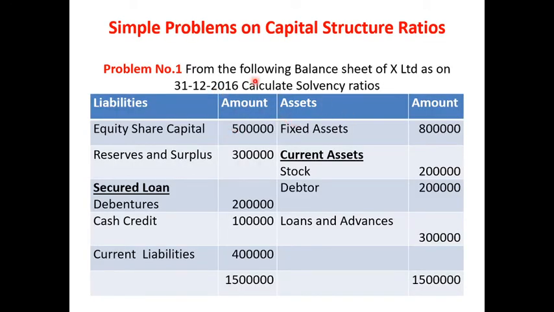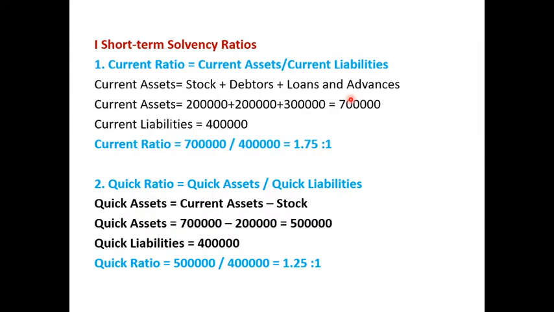First problem. From the following balance sheet of X Limited as on 31st December 2016, calculate solvency ratios. The balance sheet is given here. With the help of this balance sheet, we need to calculate the solvency ratios. The solvency ratio includes long-term solvency ratios and short-term solvency ratios. Under short-term solvency ratios, there are two ratios: current ratio and quick ratio.